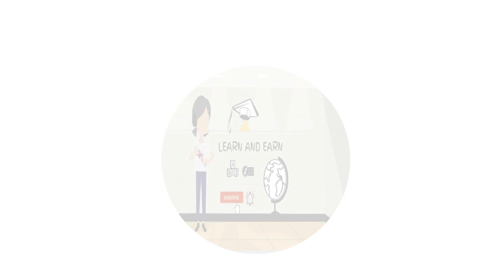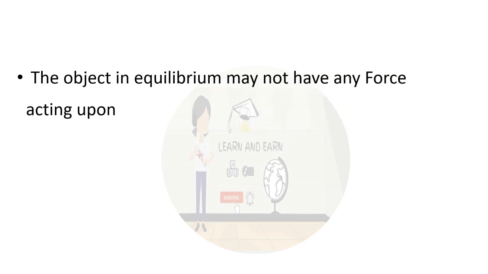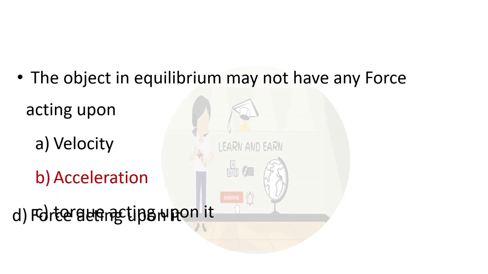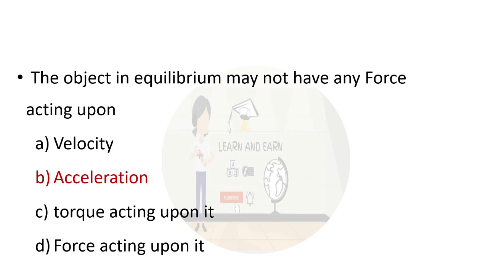The next MCQ is, the object in equilibrium may not have any option A velocity, option B acceleration, option C torque acting upon it. The right answer is option B, acceleration, but not the option D, force acting upon it.